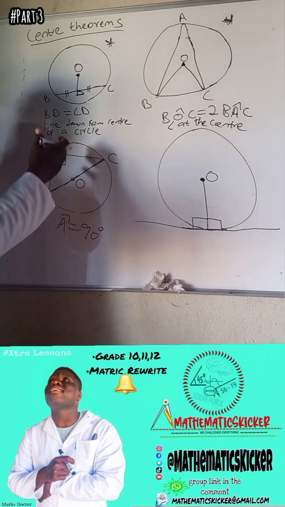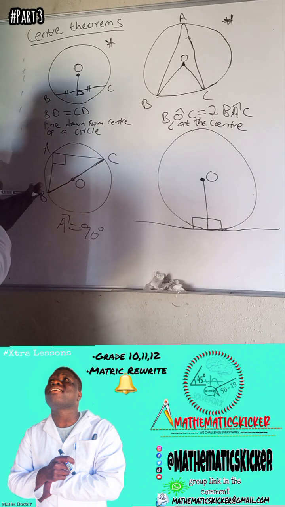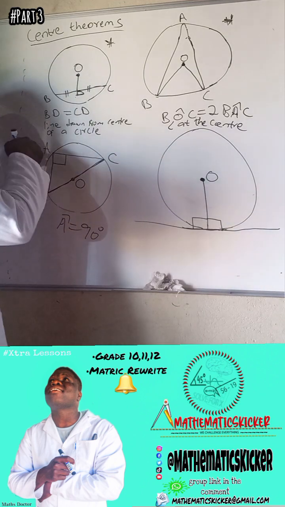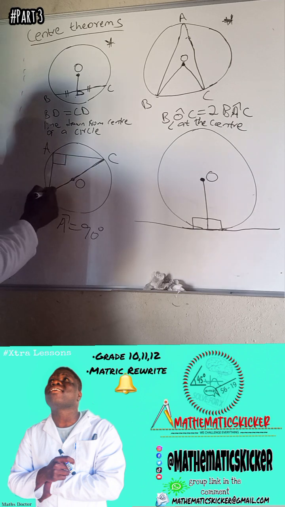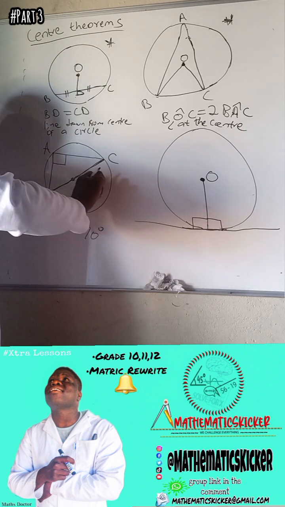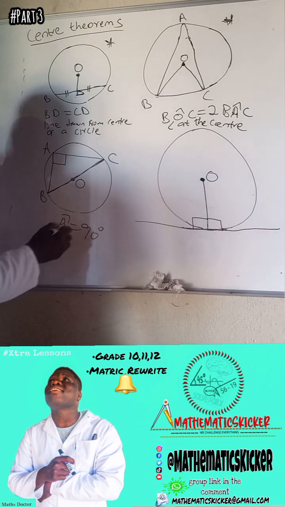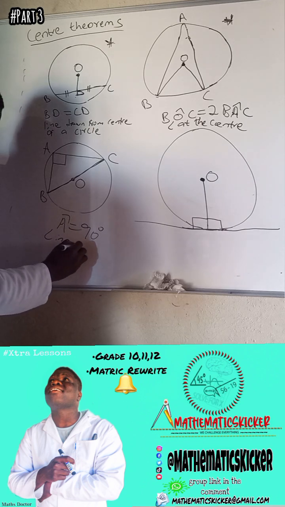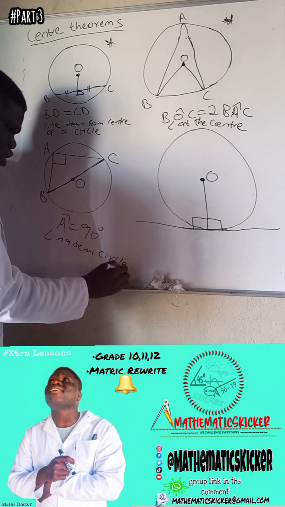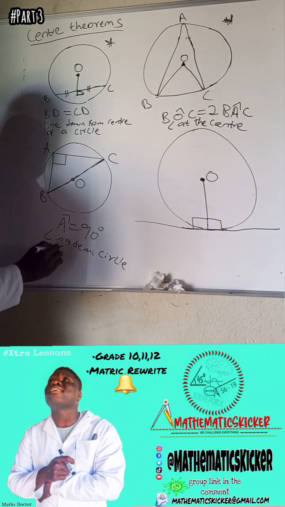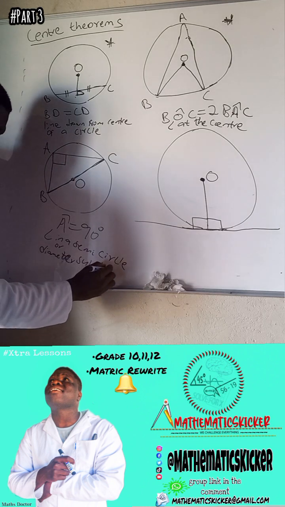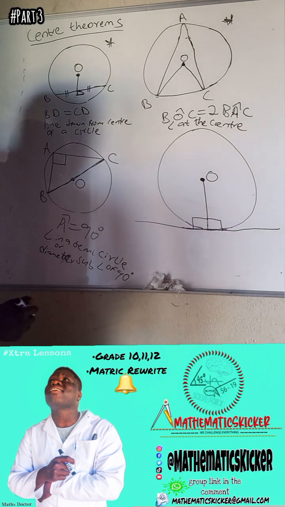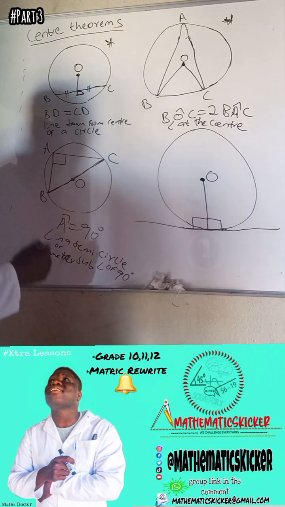The reason is angle in a semicircle. If you have a diameter and we have a triangle there, it will subtend an angle of 90 degrees. This diameter subtends an angle of 90 degrees at A. If we have another triangle here, the diameter will subtend an angle of 90 degrees here. Then the reason is angle in a semicircle, or diameter subtends an angle of 90 degrees. You can write it down.